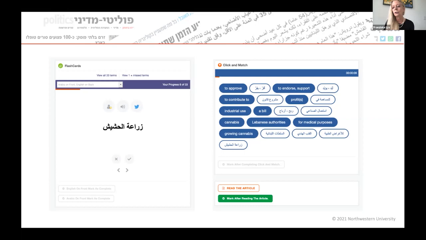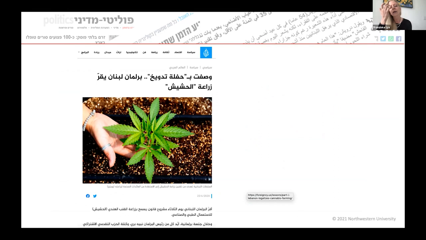Once you have worked through the vocabulary, it gets you into a reading of the first article, and it's not a copy. It gets you right into the newspaper, and so you can really work with the newspaper and the layout with your students. I'm just going to run through a couple of screenshots so you can see what it would look like in Hebrew.